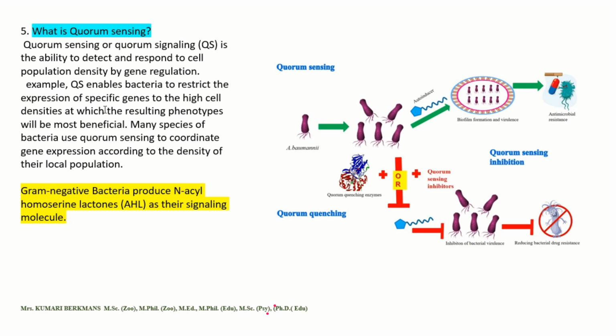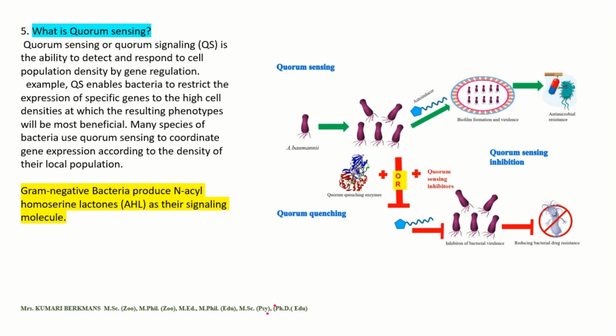And the next one, the fifth one, is quorum sensing. What is quorum sensing? See, if bacteria enter inside the body, they proliferate, and they cover themselves with biofilm formation. These bacteria are very virulent inside the cell, and inside the cell they multiply and cause diseases. And the victim will suffer.